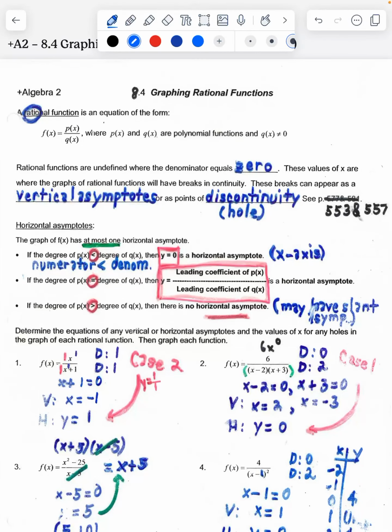This is a video lesson of section 8.4, Graphing Rational Functions.